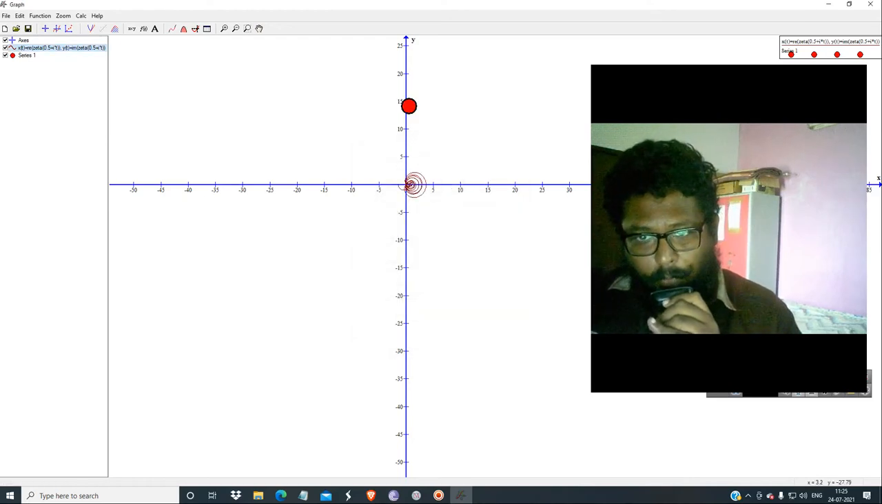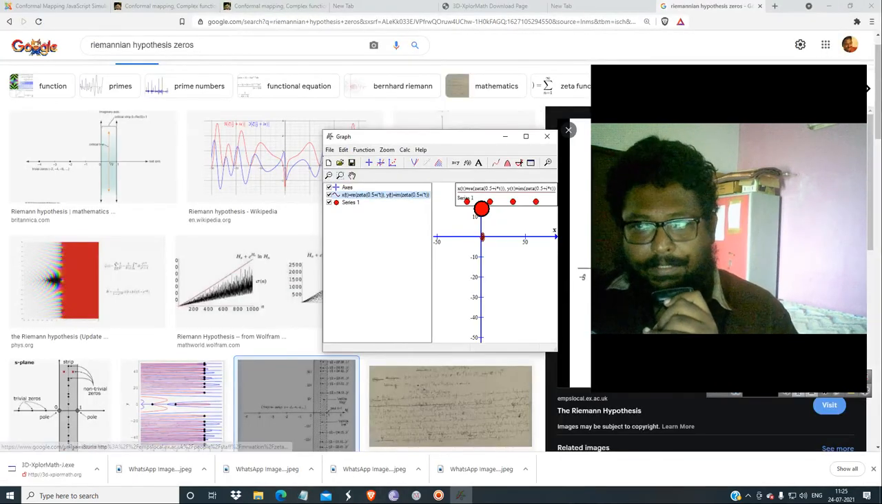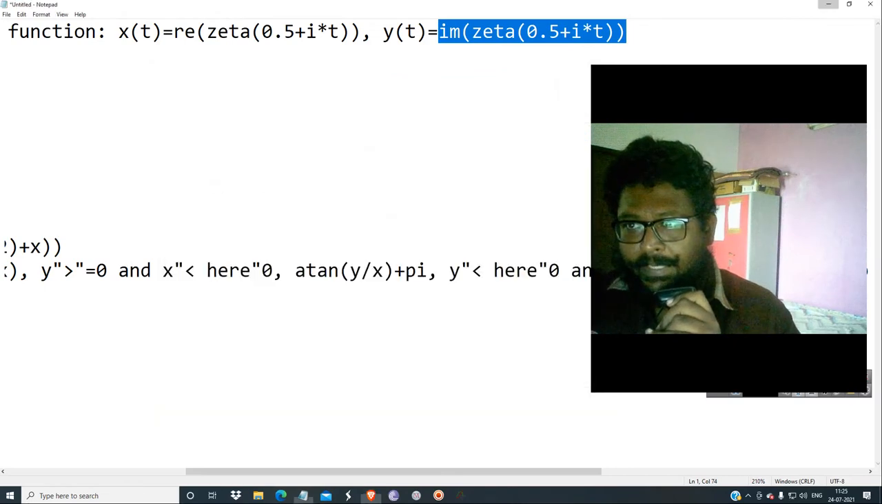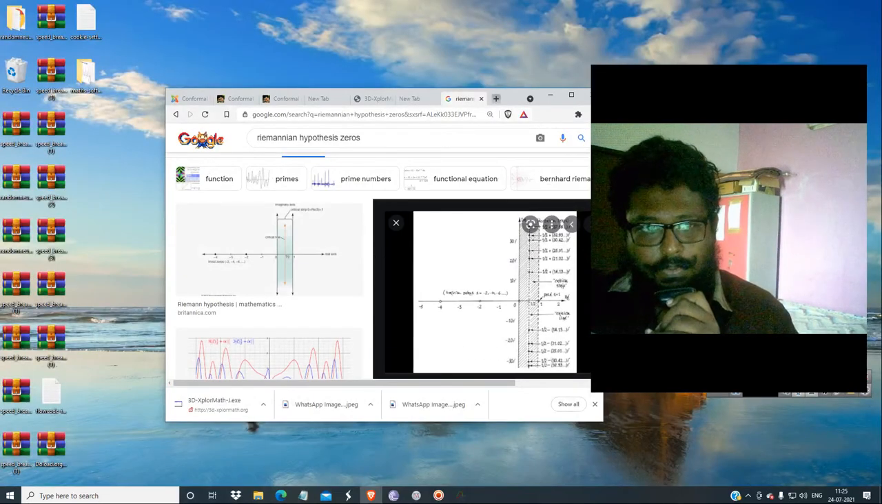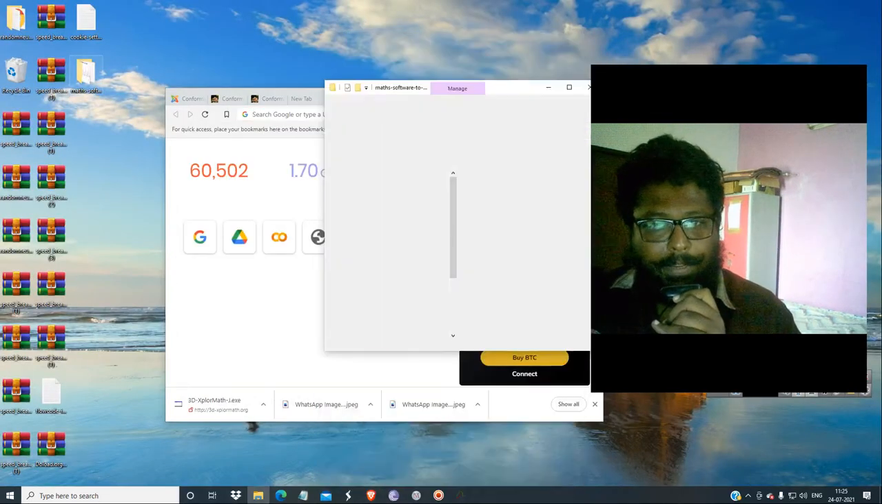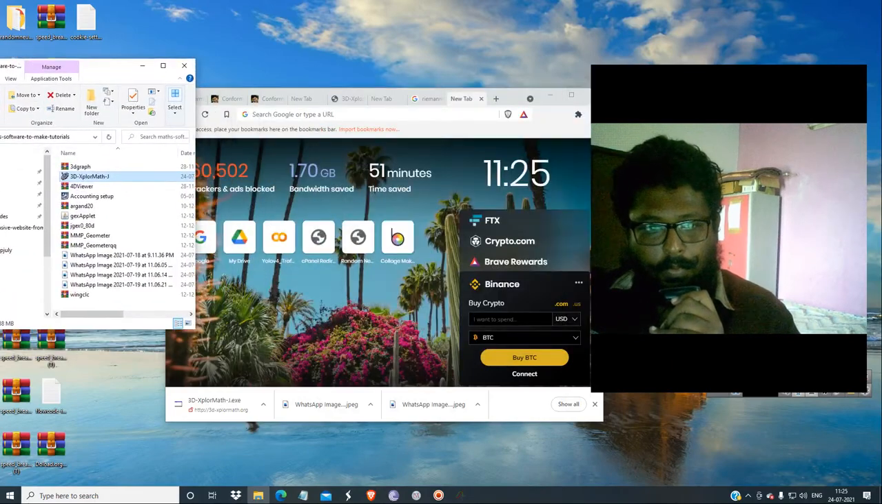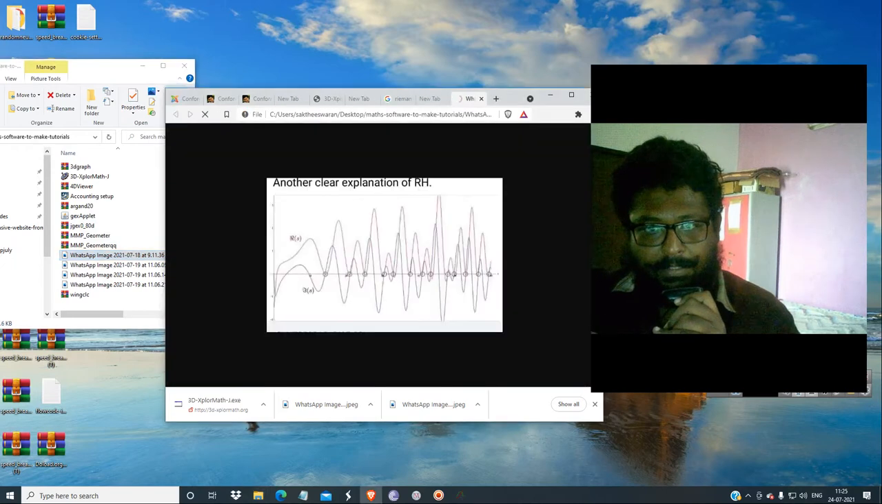So in order to plot every zero, you need to have some details on this. Let me show you all those zeros one by one. The first thing I got from the internet. Okay, so these are the zeros. Next I will show you a diagram.